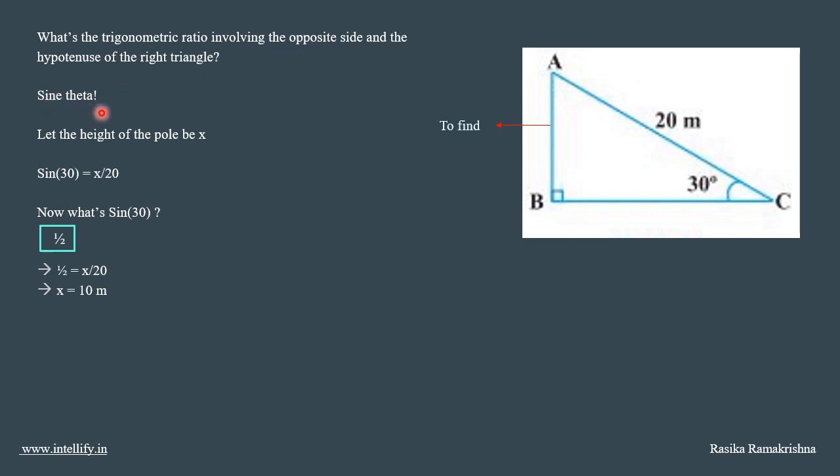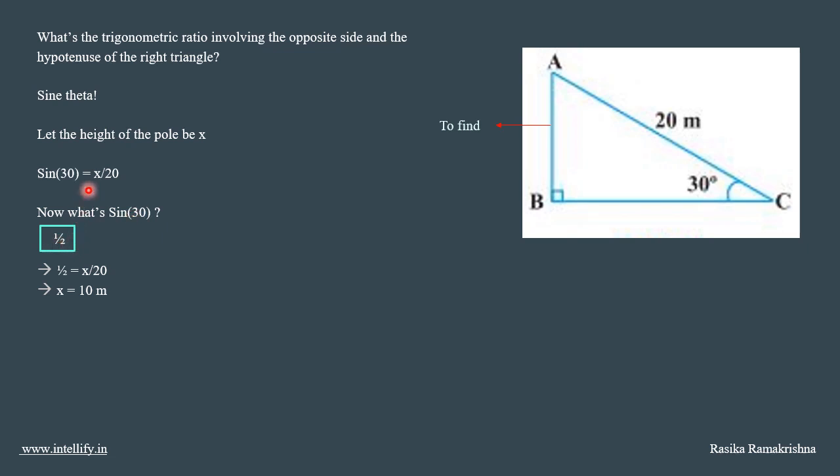It is sine theta. We all know that sine theta is opposite side by hypotenuse, right? So let the height of the pole be x. Then you know that sine 30 is going to be x by 20, which is nothing but opposite side by hypotenuse. Alright, but what exactly is sine 30? Sine 30, it already has a value, right? You know that it is 1 by 2.